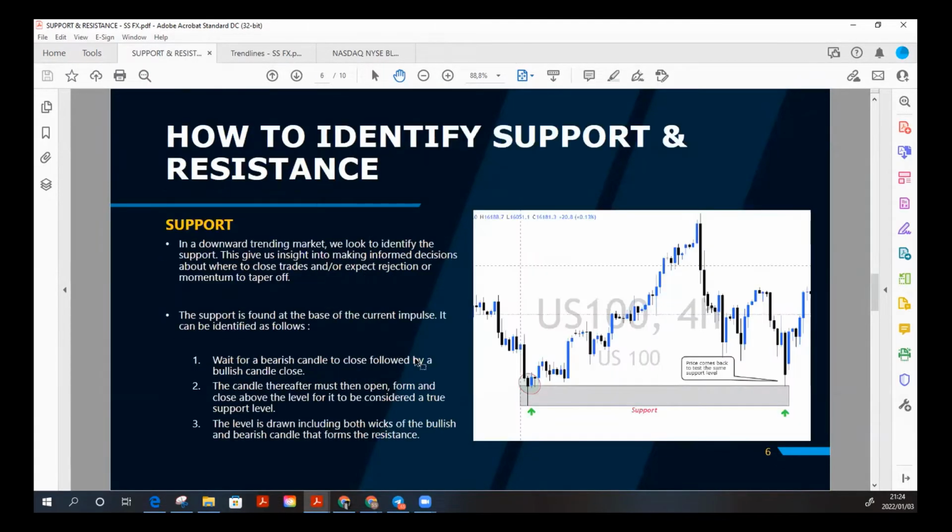Okay, so that basically sums up what support and resistance is. It's basically levels or areas in the market where price obviously reacts to and respects. So yeah, let's jump onto the chart quickly, and I'll show you guys some examples.